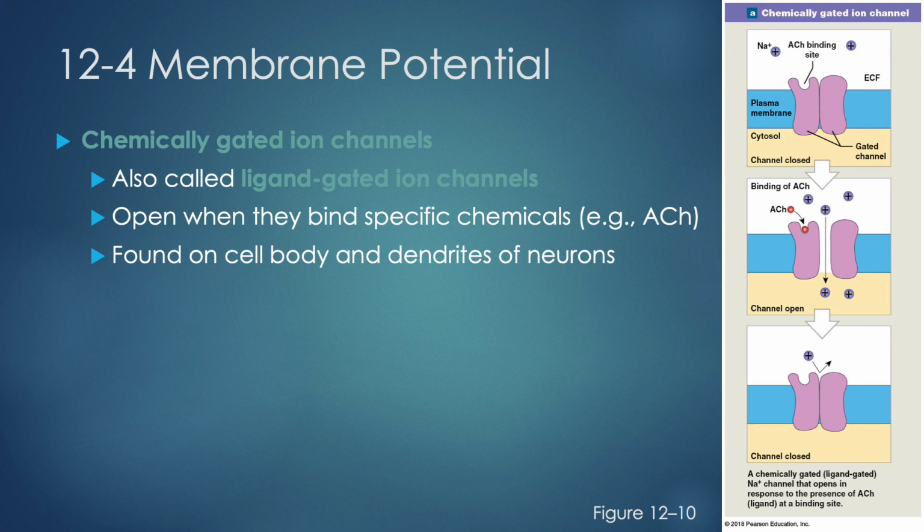So for example, acetylcholine. There's an image on the right, which is figure 12.10 in your text that you can take a look at, that shows you how there's an ACh binding site up at the top, and a sodium ion comes along. It's not going to bind, but acetylcholine does. It binds, and it opens the channel or closes the channel. So these are going to be found on the cell body and the dendrites of neurons, and they're quite common.